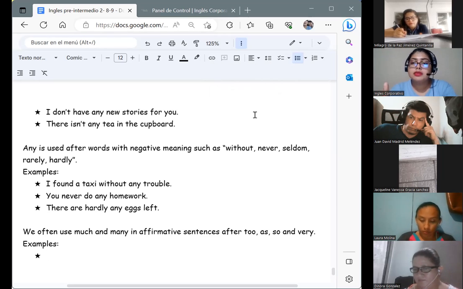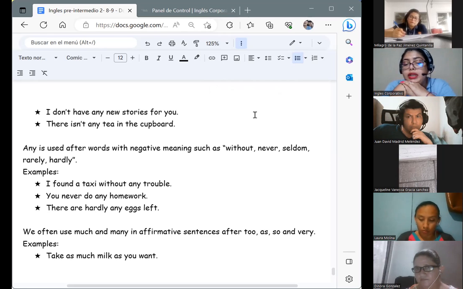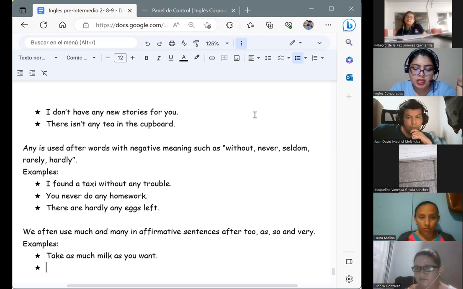We have: take as much milk as you want. Cuando utilicemos as, es normal, ¿verdad?, que lo hagamos dos veces en la oración. Así como aparece acá, as and as, take as much milk as you want. Siempre van acompañados. Toma tanta leche como quieras. O sea, el significado no es que le vayamos a poner algo extra, sino que trabajan en conjunto.